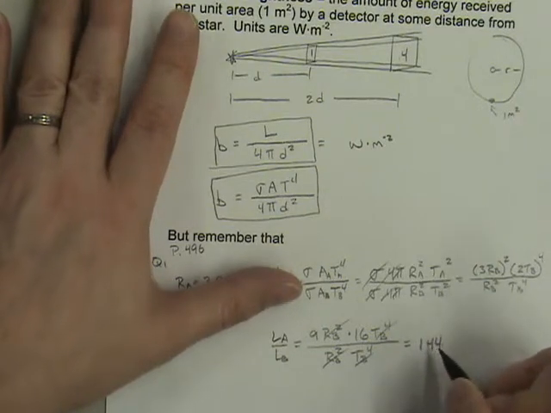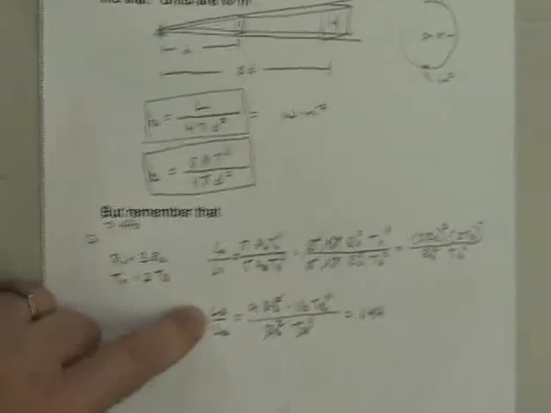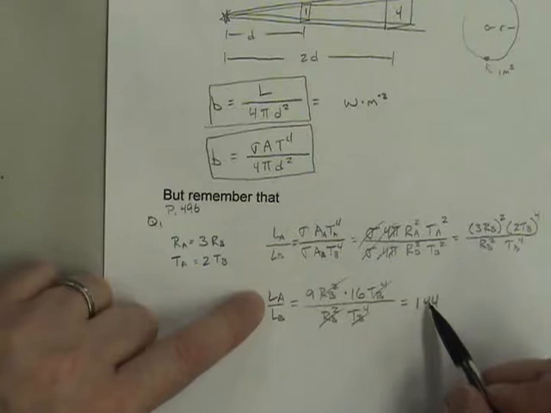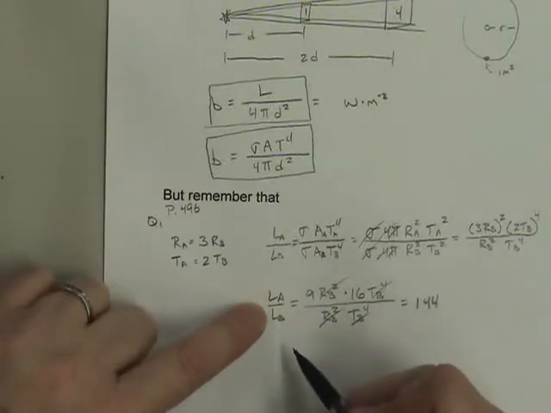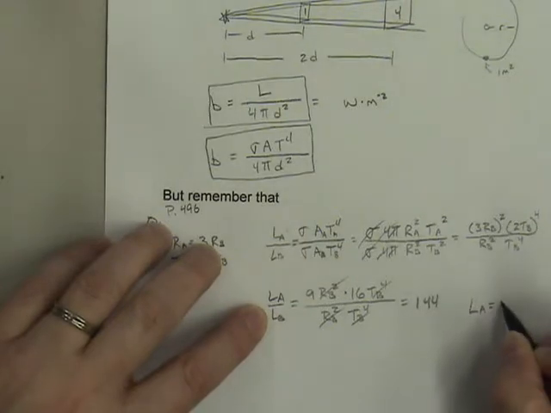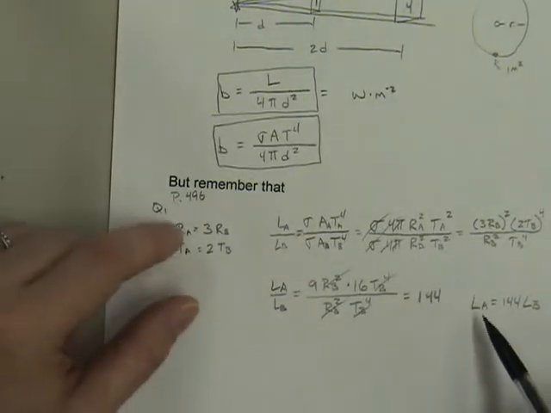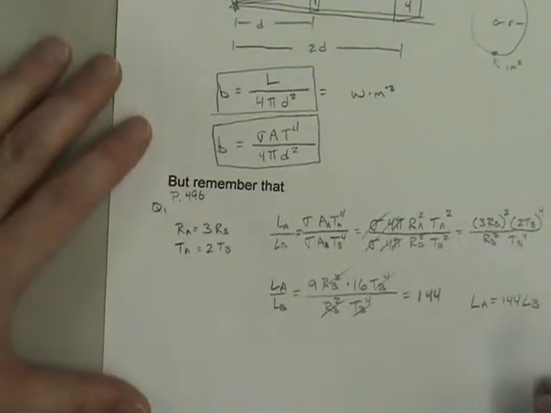So I don't know the actual luminosity of either star, but what I do know is that the luminosity of A is 144 times greater than LB. Or I could rewrite this in another way to say that LA is equal to 144 LB. So I have a statement very similar to my original statements where I'm comparing what A is compared to B.